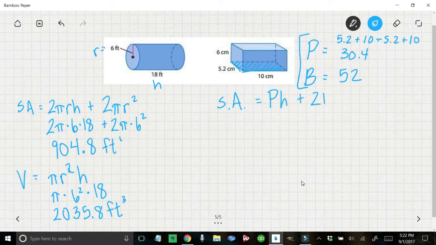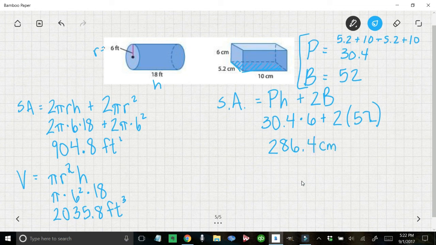So surface area is 2 times the area of the base plus the perimeter times the height. The book writes that differently, so that's the way I wrote it. It's just not the way I'm used to saying it. Okay, so this is my perimeter of the base times the height plus 2 times the area of the base. And when you multiply all this stuff together, you should get 286.4, and that's centimeters squared.